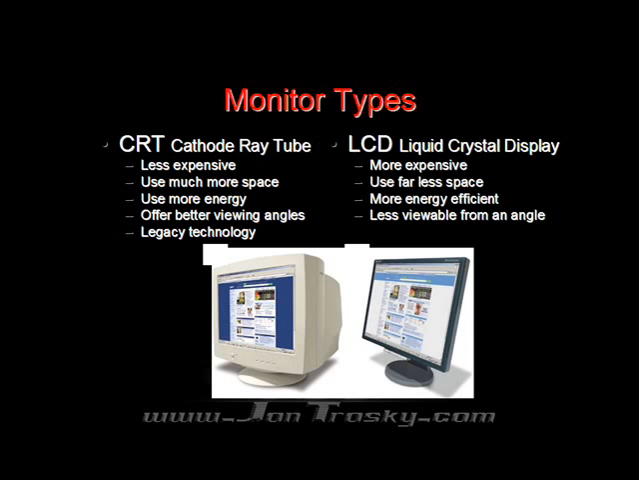Two of the main types of monitors are CRT, or cathode ray tubes, and LCD, which are liquid crystal displays. Cathode ray tubes are generally less expensive, but they use up much more space and use more energy. At a time, they offered better viewing angles. Liquid crystal displays generally were more expensive, but they used far less energy and far less space. And when they first came out, they weren't that viewable unless you were looking at them straight on.